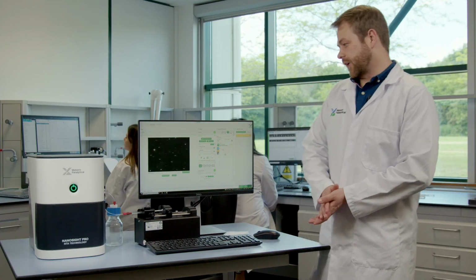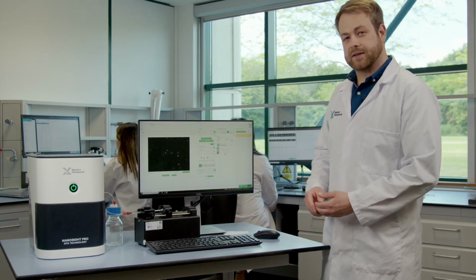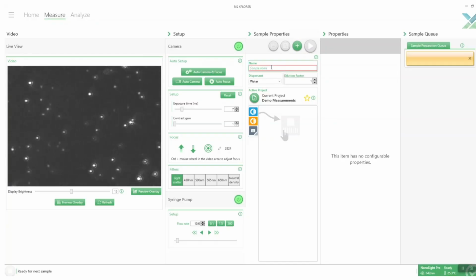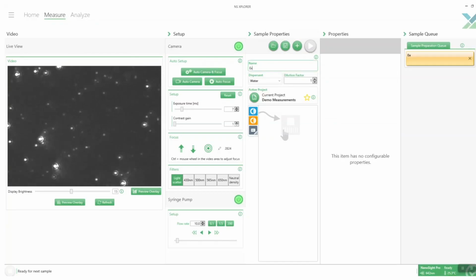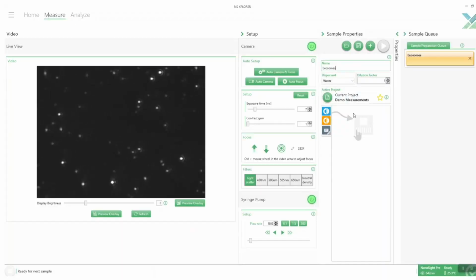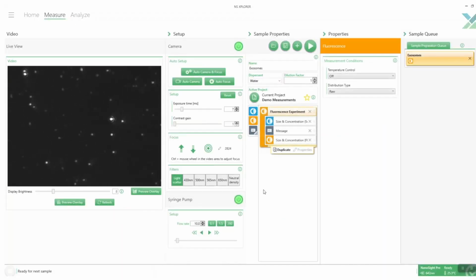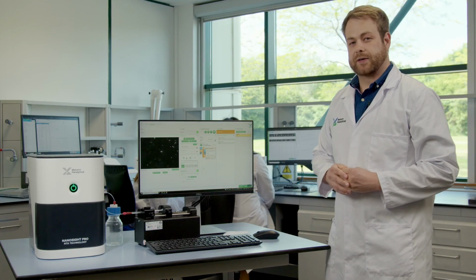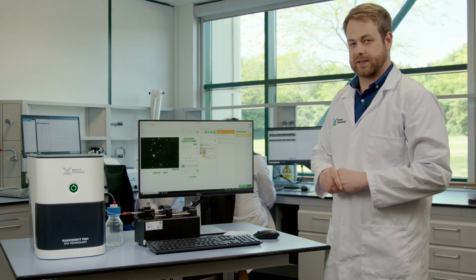So now that we've got the flow going, we can actually set up the measurements. We start off by giving it a name. What our sample is here is exosomes, so I'm just going to call it that. And these exosomes have actually been labelled with a membrane dye, which allows us to do fluorescence measurement. So we can create this here, and what this gives us is a new measurement which already has the scatter and fluorescence parts built in.